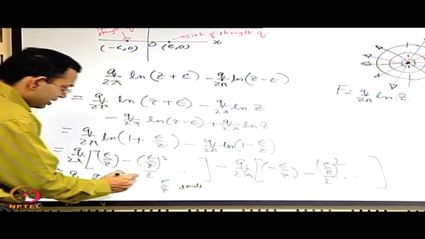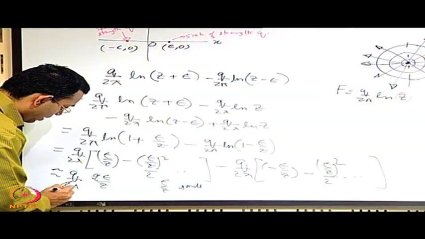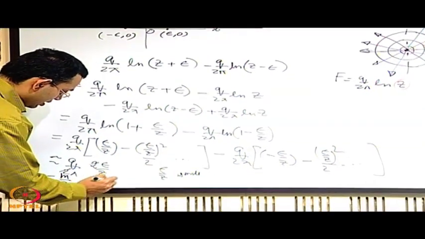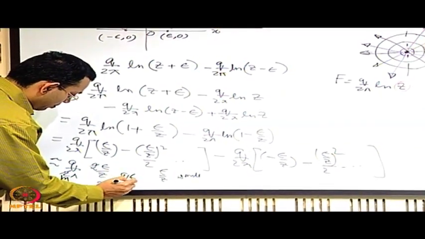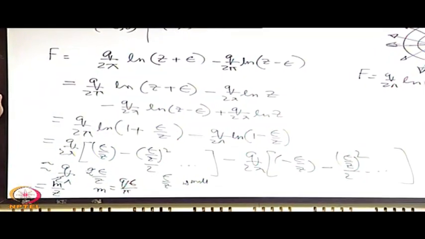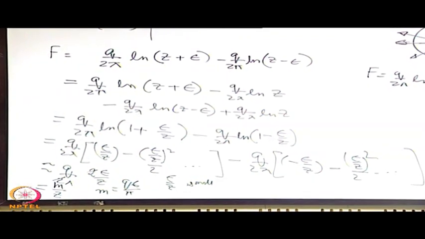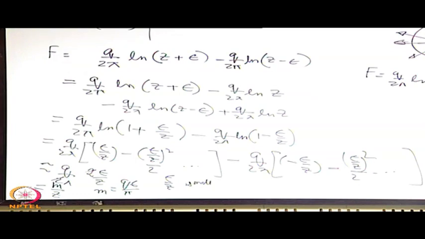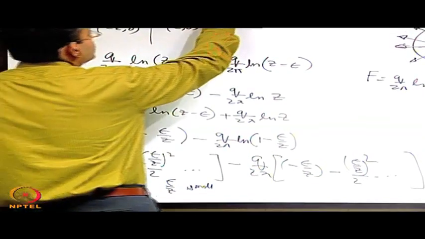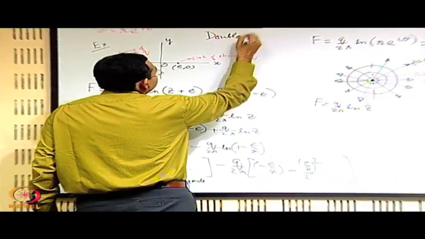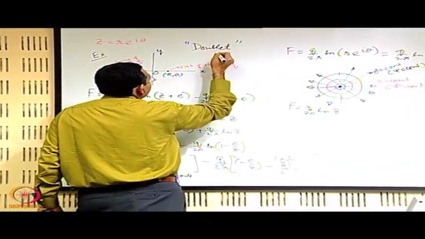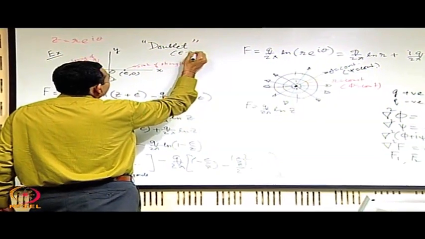So this we just write in a shorthand notation as some m by z, where m is q epsilon by pi. Such a case when epsilon is tending to 0, this is known as a doublet. So that is the name of this one, when you have this as epsilon by z, or epsilon tends to 0.